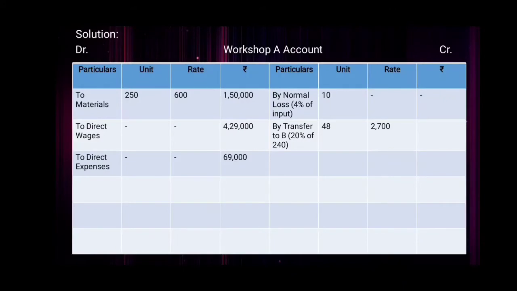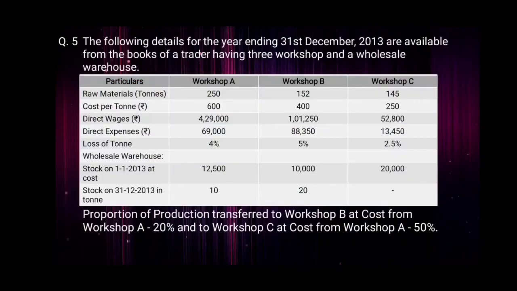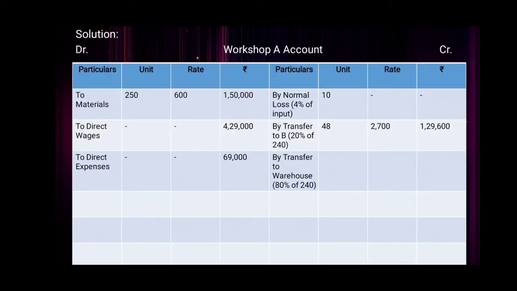So let us record the amount 2,700. So the total amount will be 1,29,600. 20% is transferred to the workshop B account. So the balancing 80% will be transferred to warehouse account. By transfer to warehouse, 80% of 240, which will be 192 units at the rate of 2,700. So the total amount will be 5,18,400.